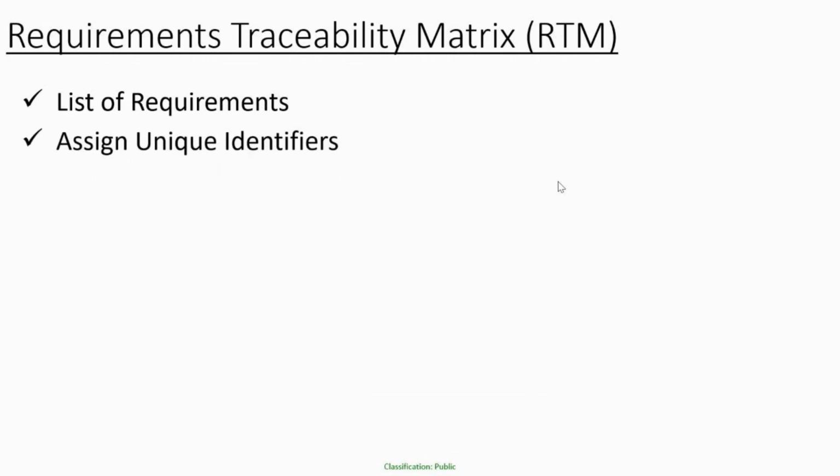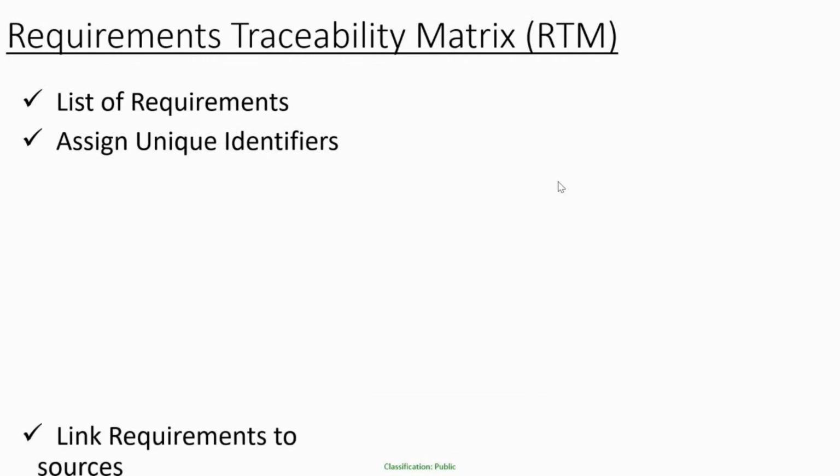Then you assign unique identifiers to each and every requirement. Why is it so? Because you need to track it, right? If you assign an identifier, something like requirement 001, requirement 002, then using this identifier you can link it to the next set of pointers that come up later in the project. So you assign unique identifiers for each and every feature or business requirement.